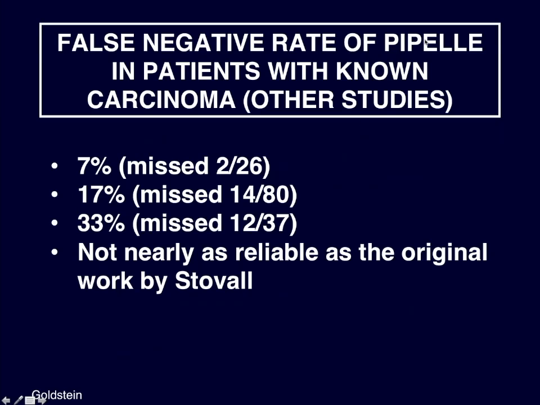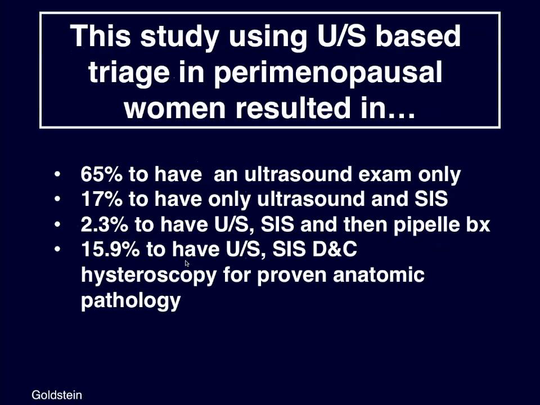Other people did something similar to Stovall and Guido. These were Pipelles done in patients with known carcinoma. In this study, they missed 7%. In this study, they missed 17%. In this study, they missed 33%. This is patients with known cancer. Not nearly as reliable as the original work by Stovall, and yet no full-page ads in the journal saying, Pipelle, 67% reliable.